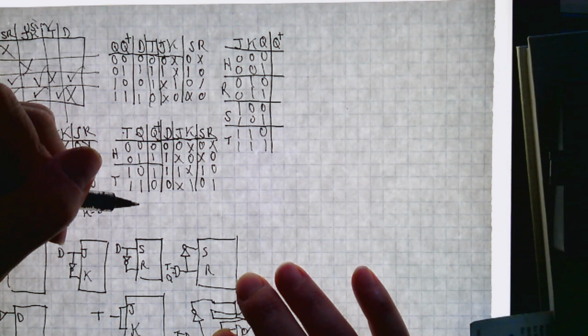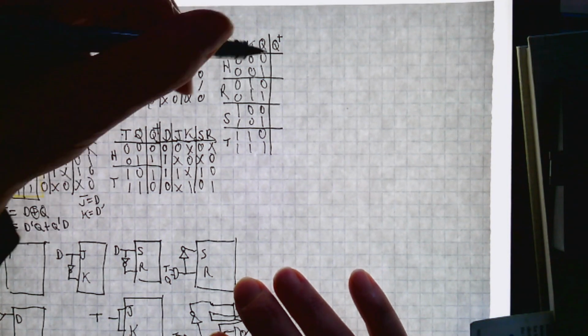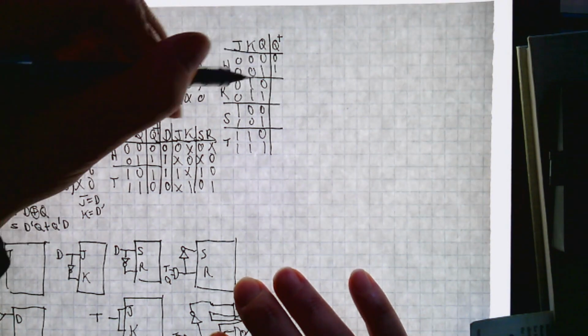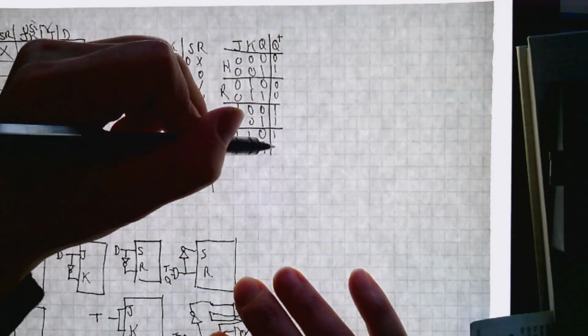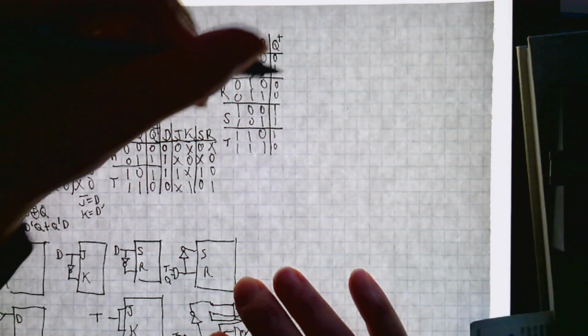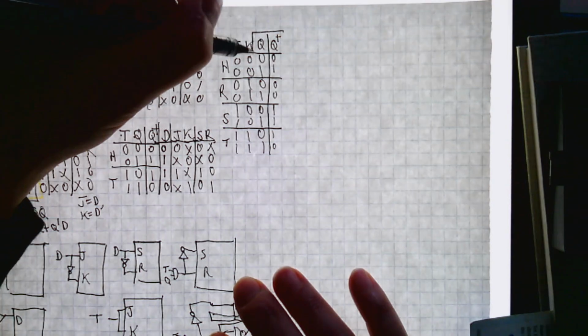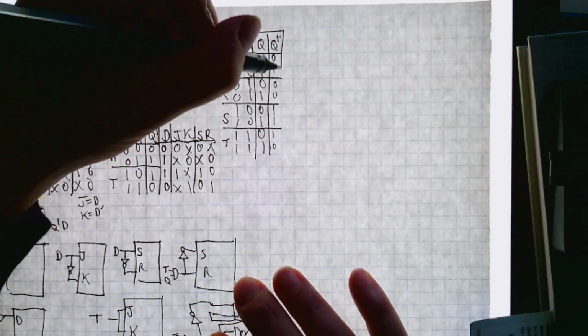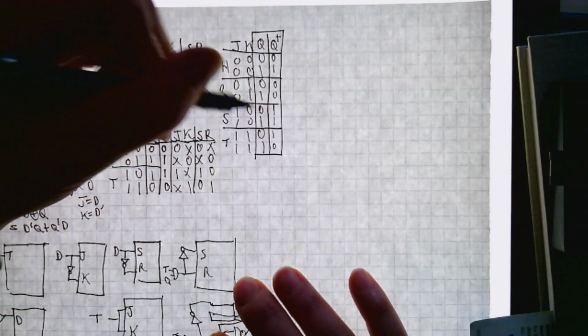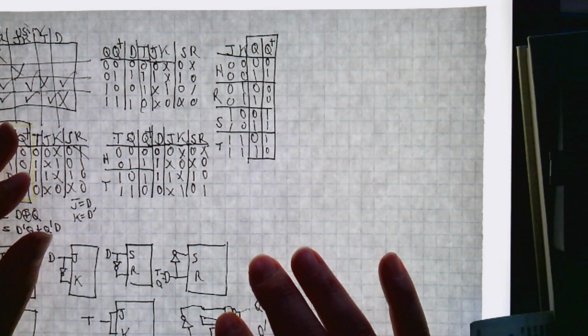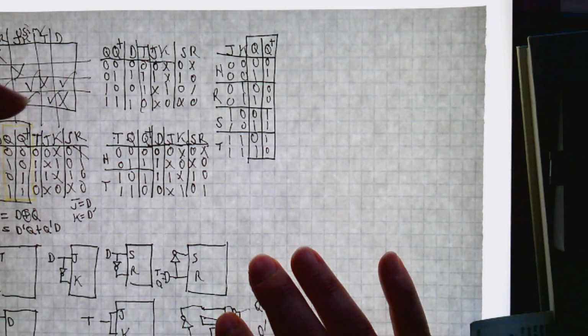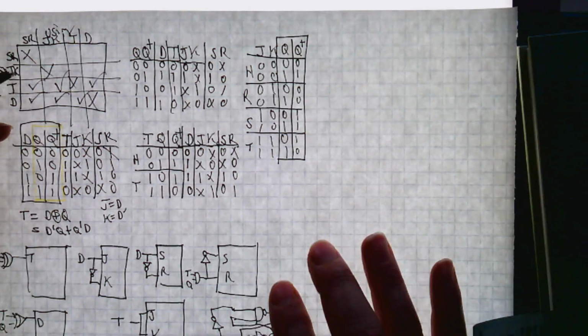And now when we look at that, we could say, well, hold, we just copy; reset, we set to 0; set, we set to 1; toggle, we invert. That's what JK flip-flops do. This is how they roll. The flip-flops roll? I guess they roll. I don't know.